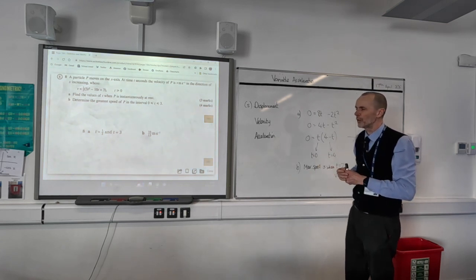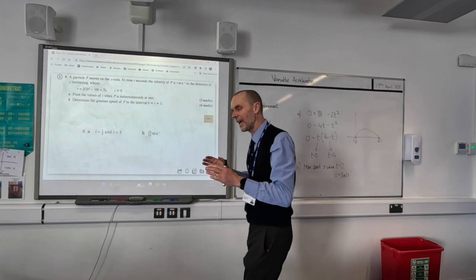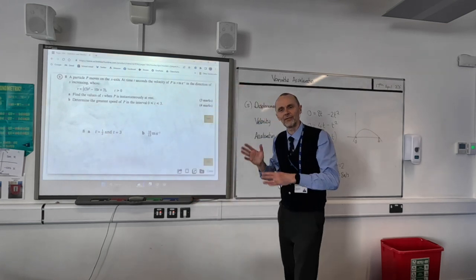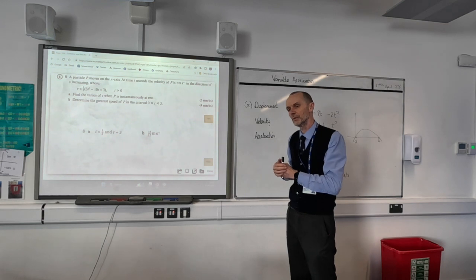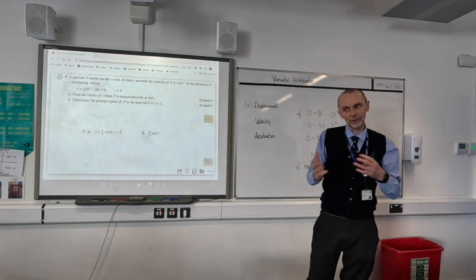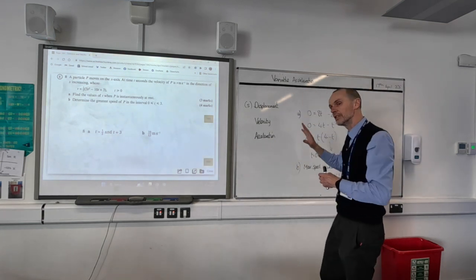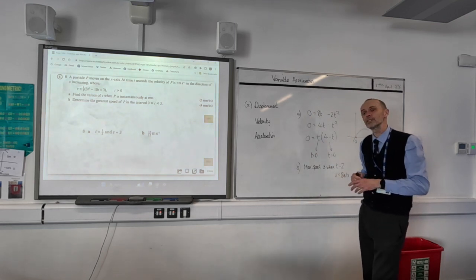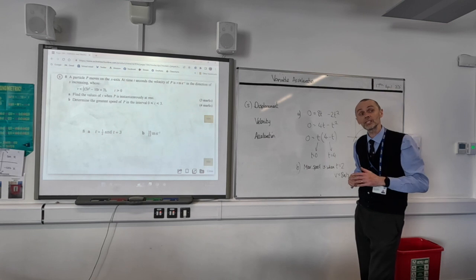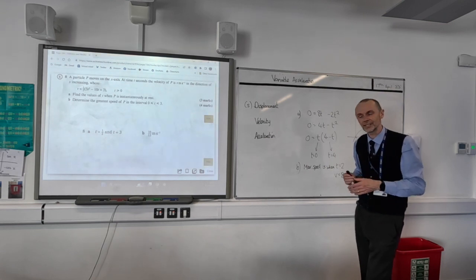Now, so far, in a question that's asked about S, we've just worked out values of S or values of T. And in a question where we were asked about V, we've worked out values of V or values of T. But there is a relationship between the three things. And it's a really neat relationship, and it's a relationship that we've already come across at GCSE.